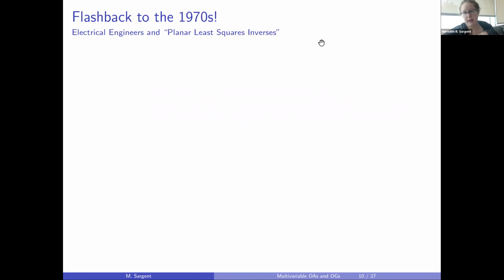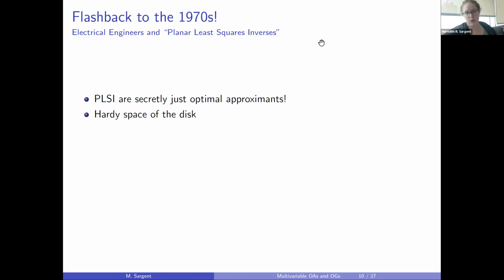But now let's do kind of a flashback, the 1970s. In the 70s, a bunch of electrical engineers were trying to solve least squares inverse problems. My poor linear algebra students had to hear about all of this last spring, because these planar least squares inverses that the electrical engineers were looking at are just optimal approximants. We actually did least squares problems in linear algebra. Well, with least squares problems, you're really looking at a Hardy space, right? I'm talking about the squares of these coefficients.